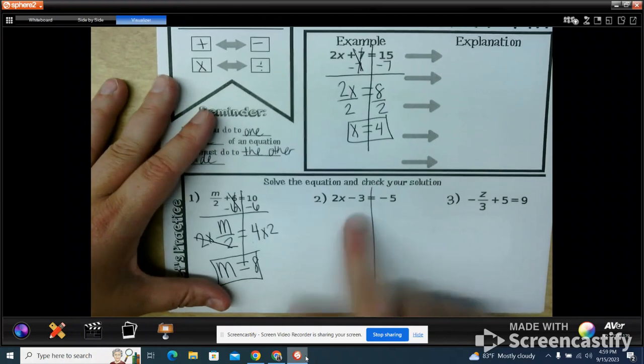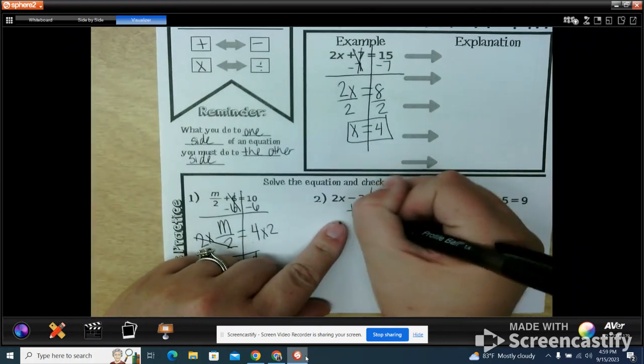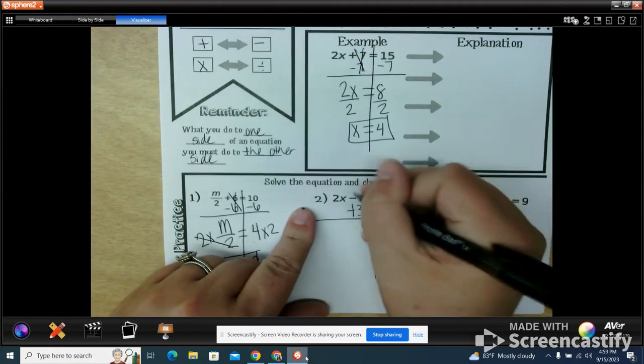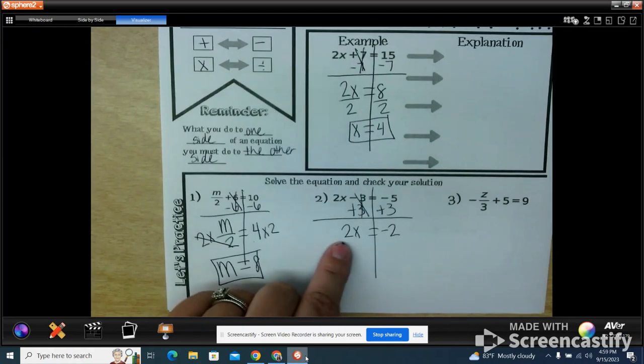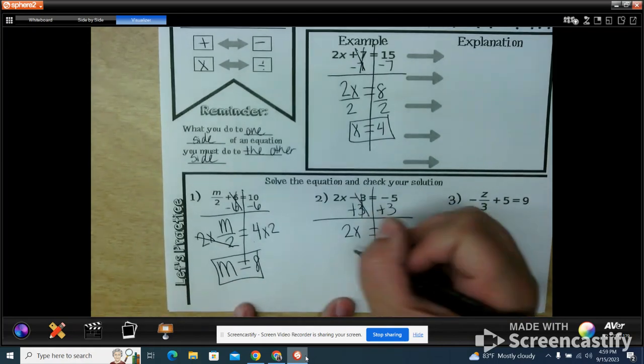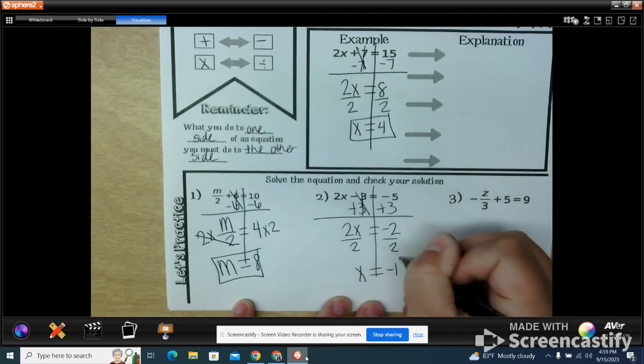We have 2x minus 3 equals negative 5. We're going to move the negative 3 over first by adding 3. So we get 2x equals negative 2. This is multiplication, so we're going to do the opposite, which is division. Divide by 2. So negative 2 divided by 2 is negative 1.